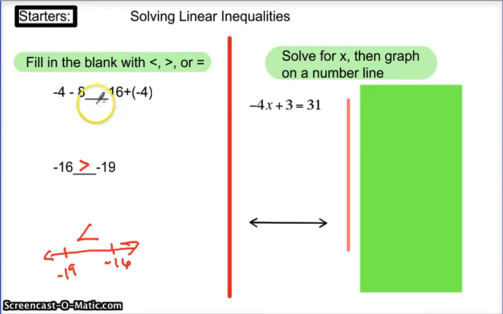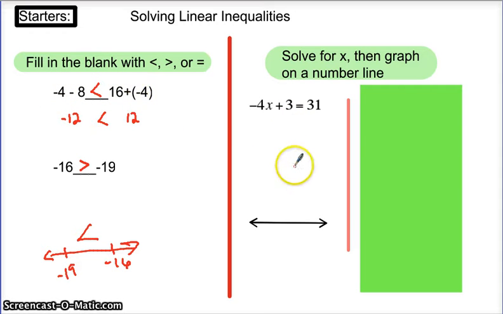Now to solve or show the expression up top, negative 4 minus 8, we're going to need to find out what value that is. So that's a negative 12. 16 plus negative 4 is positive 12. Therefore, since 12 is greater than negative 12, it's going to have that symbol. And in our blank, we will put in a less than symbol. Negative 12, or negative 4 minus 8, would be less than 16 plus negative 4.